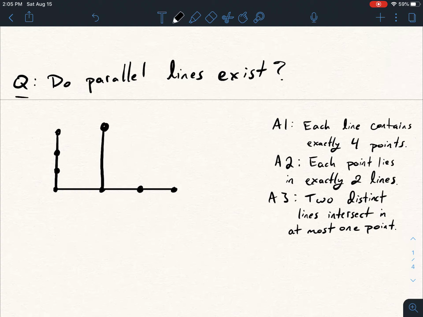So we have 4 points on that line, and then maybe 4 points on this line right here, and 4 points on this line right here. So now every one of the 4 points on our first line that we started with is contained in exactly 2 lines. But that is no longer true of the points that we just created, right? All of these other points lie in exactly 1 line.